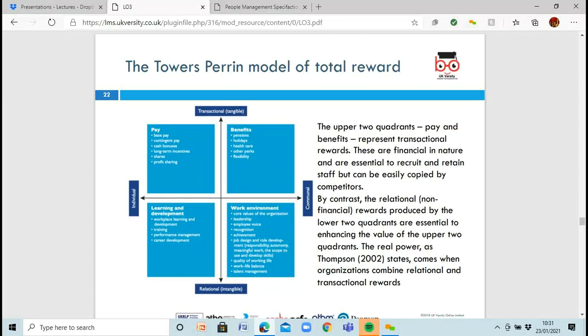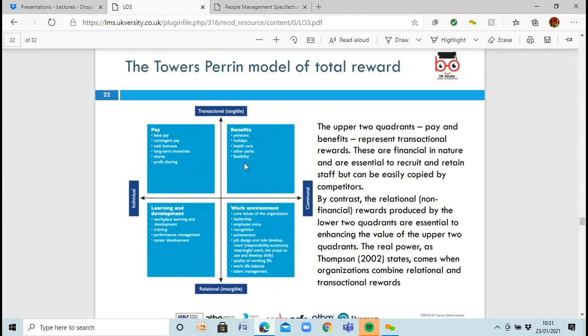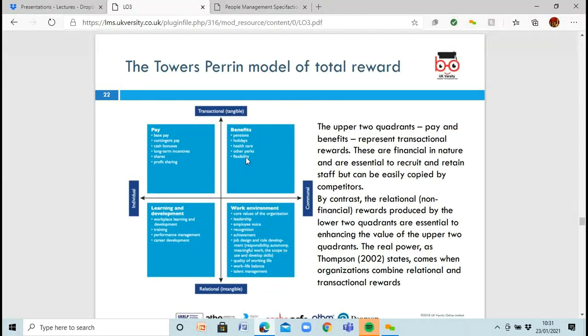And then we've got the Towers Perrin model of total reward. Now, the upper two sections actually reflect your pay and your benefits. So these are financial, and they're essential to actually recruit and keep staff. Now, the bottom two sections, quadrants, they're actually about the value of that. So this is where the real power comes in, which is where the learning and development and work environment come into play.